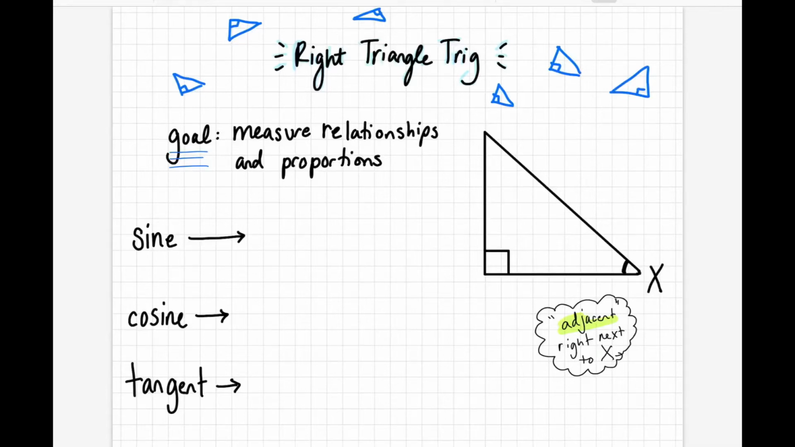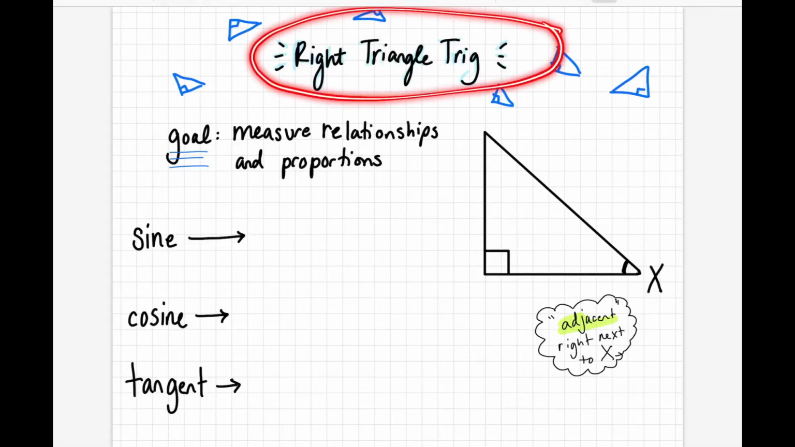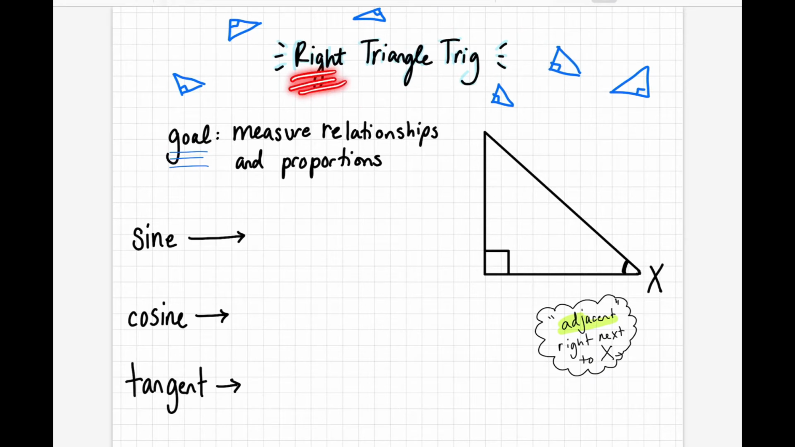In this video, we're going to be learning about right triangle trigonometry. Right triangle because they have those little corners where we know it's 90 degrees. You can see that here and here. And on this big triangle, this little symbol means it is a right triangle.